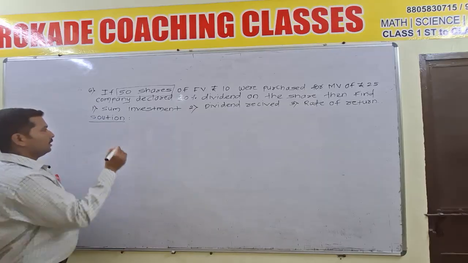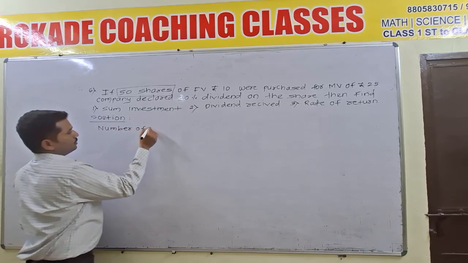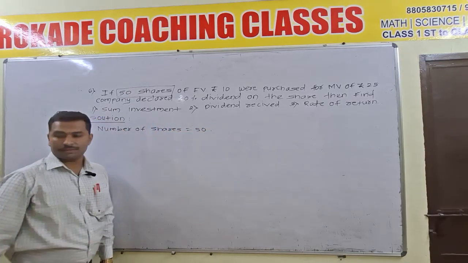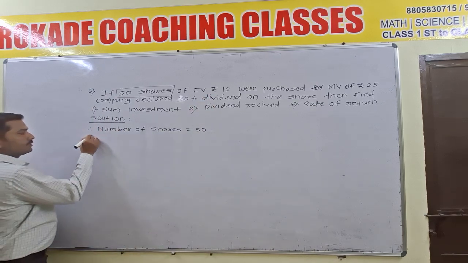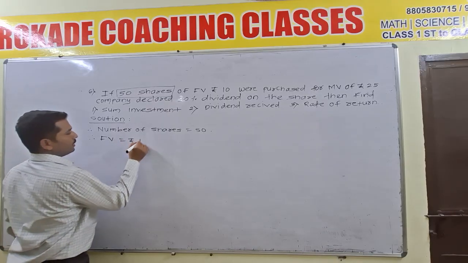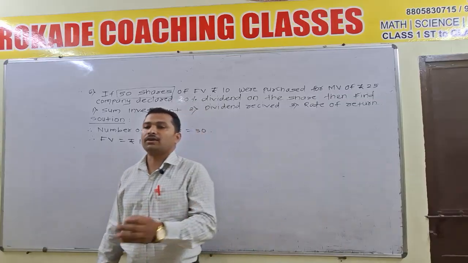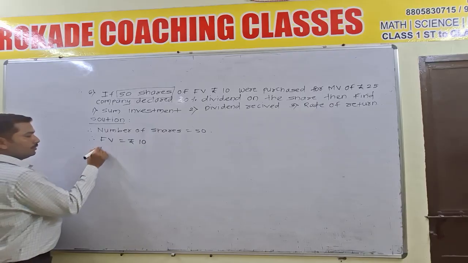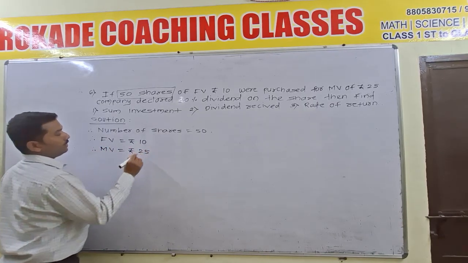So write down the number of shares is equal to 50 shares. Next, face value. Face value means printed value. Face value is equal to rupees 10. Last one is the market value. The value increases, so the market value is 25 rupees.